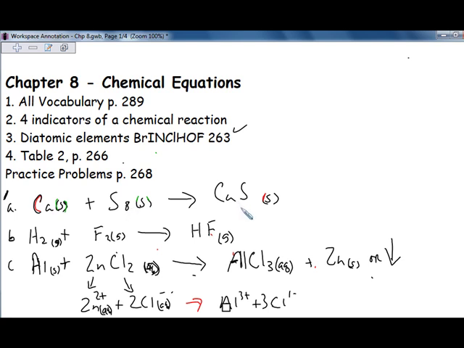Now, the key, obviously, is do you know the formula for calcium sulfide? Calcium's a group 2 metal. It forms a 2 plus ion. Sulfide, when it forms an ion, is 2 negative. So it's a 1-to-1 ratio. Okay, so we form the compound, and now we've got the obligation to balance the equation.